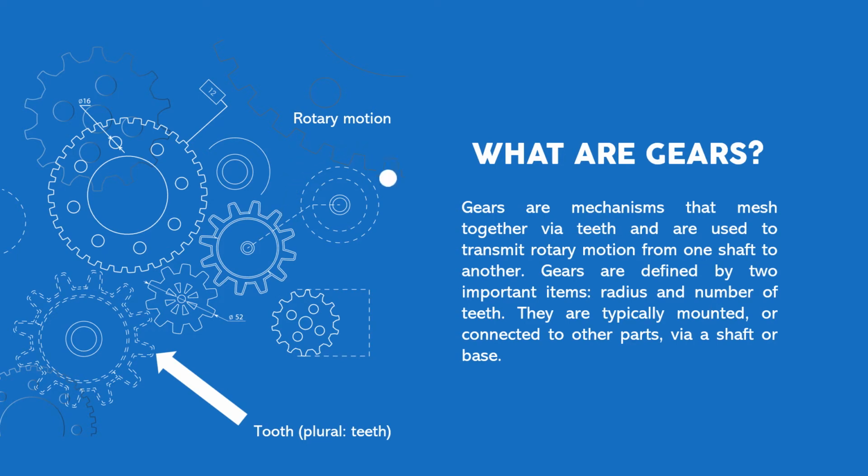What are gears? Gears are mechanisms that mesh together via teeth and are used to transmit rotary motion from one shaft to another. Gears are defined by two important items, radius and number of teeth. They are typically mounted or connected to other parts via shaft or a base.